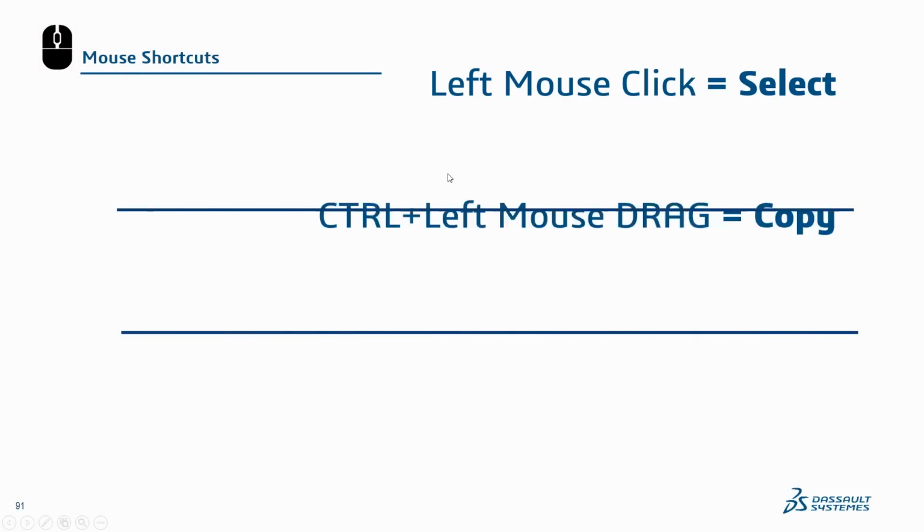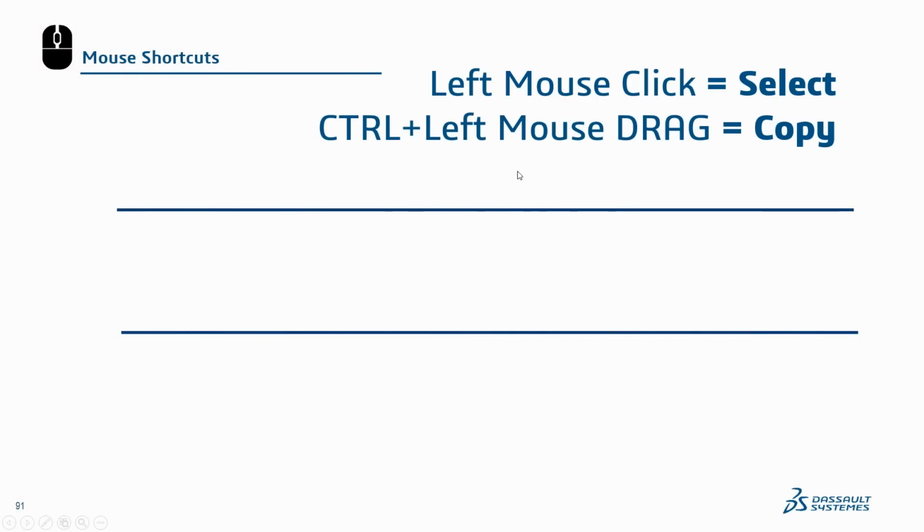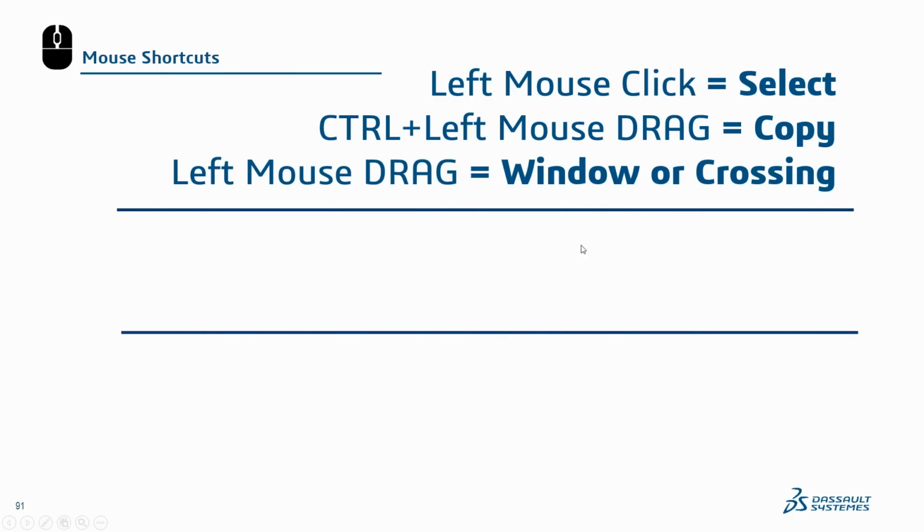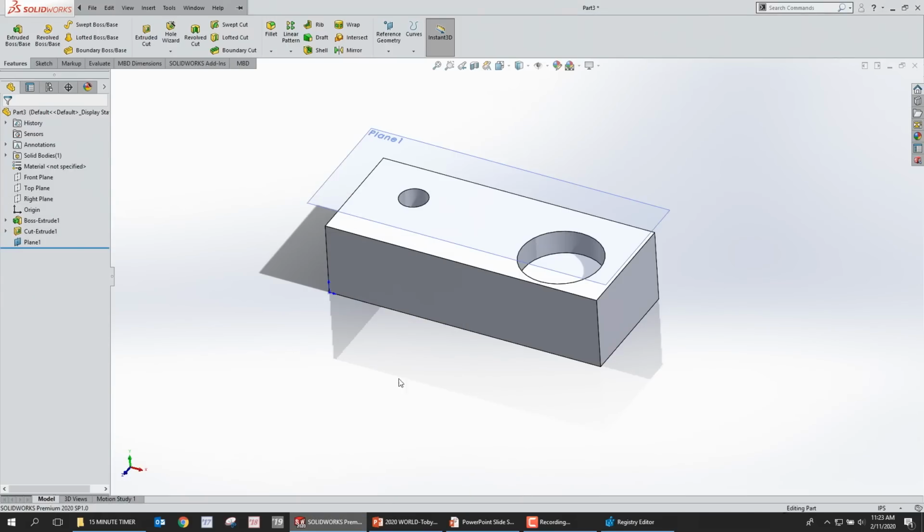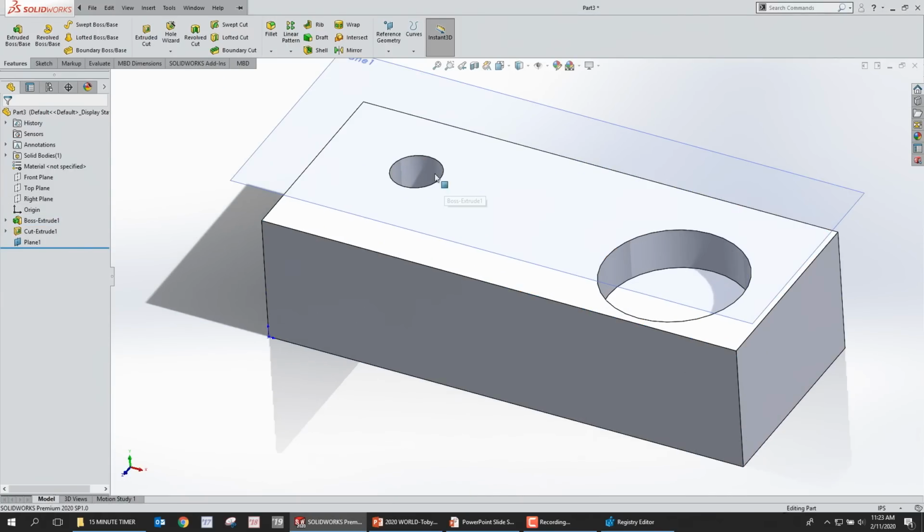Left click is select. I think everybody knows that. Control and left click is drag. Control and left click and drag is copy. And left mouse button drag is window or crossing. So I think most people knew about the first one and the last one, but that middle one maybe you didn't know about. You can do things like this.